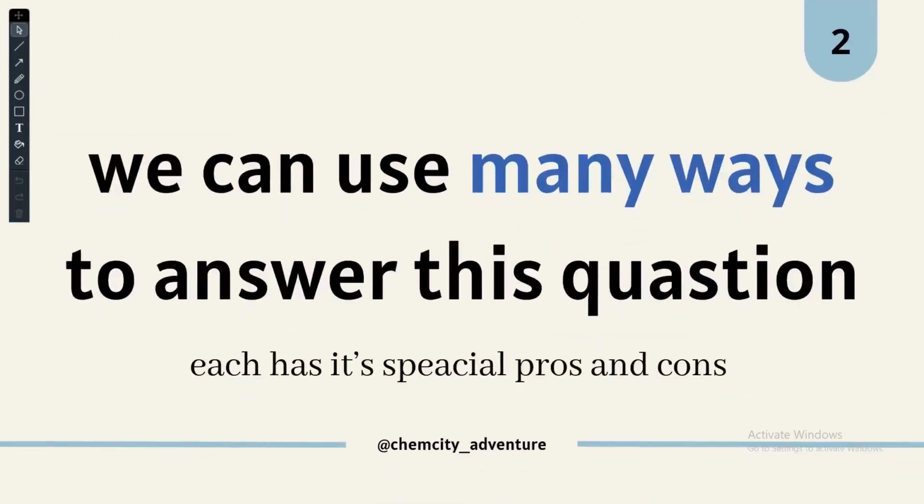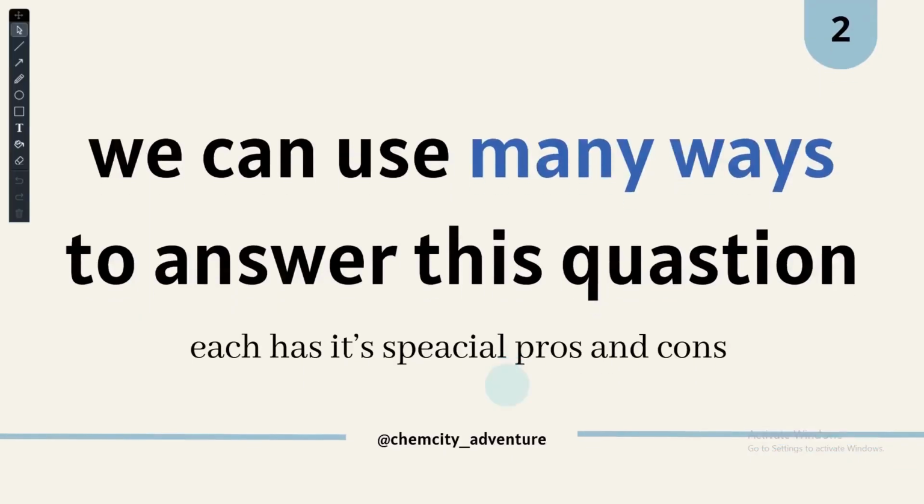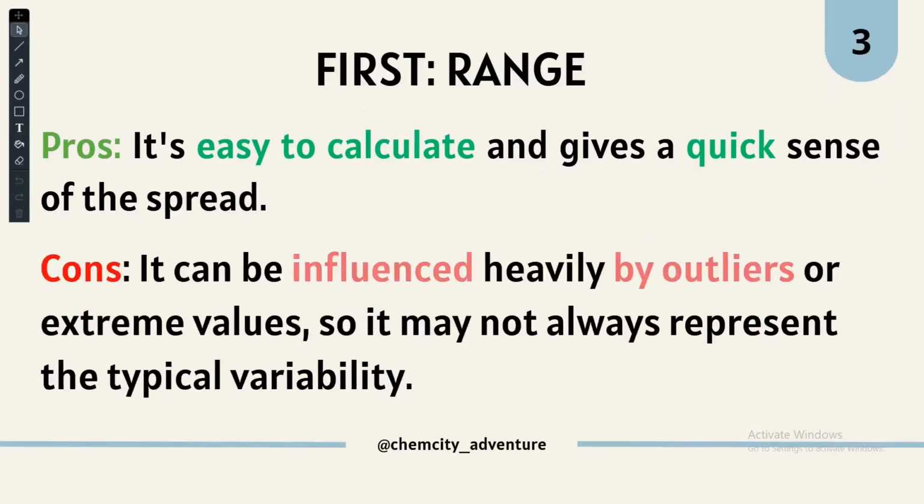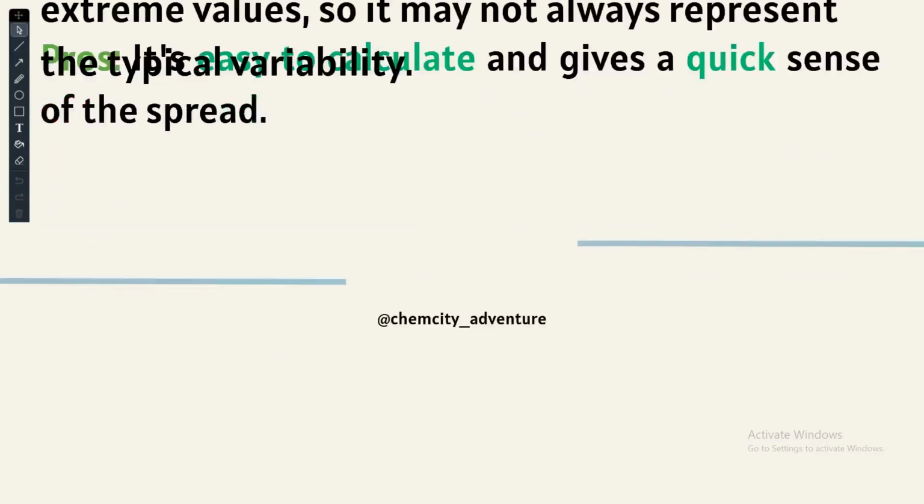We can use many ways to answer this question, and each has its special pros and cons. Well, the first one is range. Its pros: it's easy to calculate and gives us a quick sense of the spread. And the cons: it can be influenced heavily by outlier or extreme values, so it may not always represent typical variability. You should care about this point, but it's so easy to calculate.